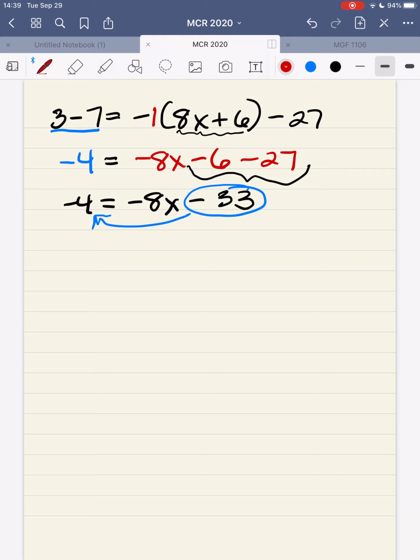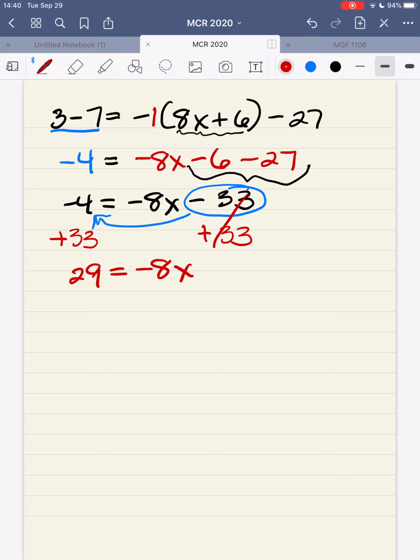And I do that by adding 33. Because remember, you have to do opposite. These are going to cancel. And I have 33 minus 4, which is going to give me 29. Okay? On the other side, I have my minus 8x. This one is not going to turn out to be a nice whole number when we're done. That's totally okay. It happens.